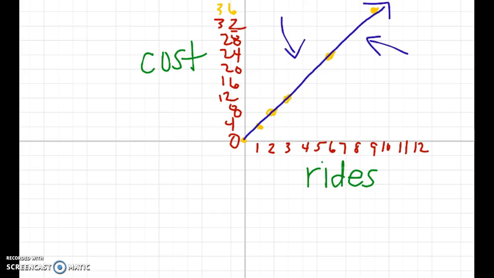All right, so now I graphed it, and I should put a title, so I'm just going to move my title over here. I don't have room. We can say the fare cost. Okay, so again, there's my title.